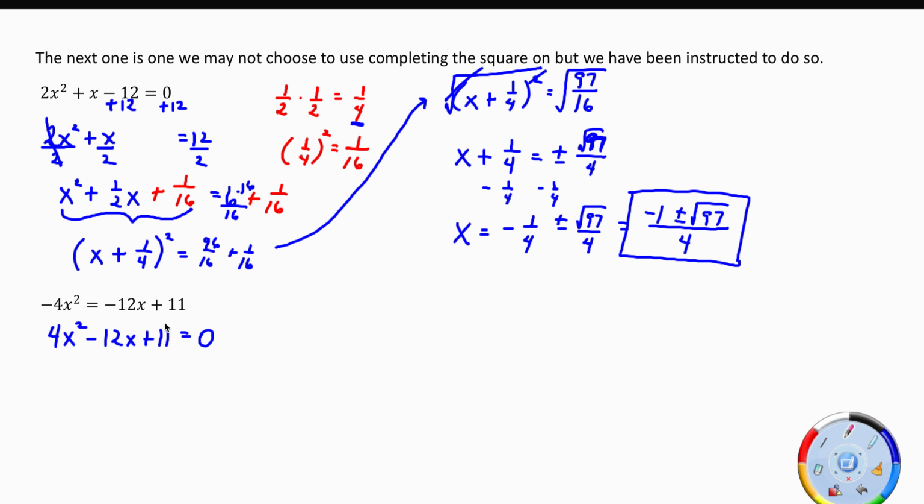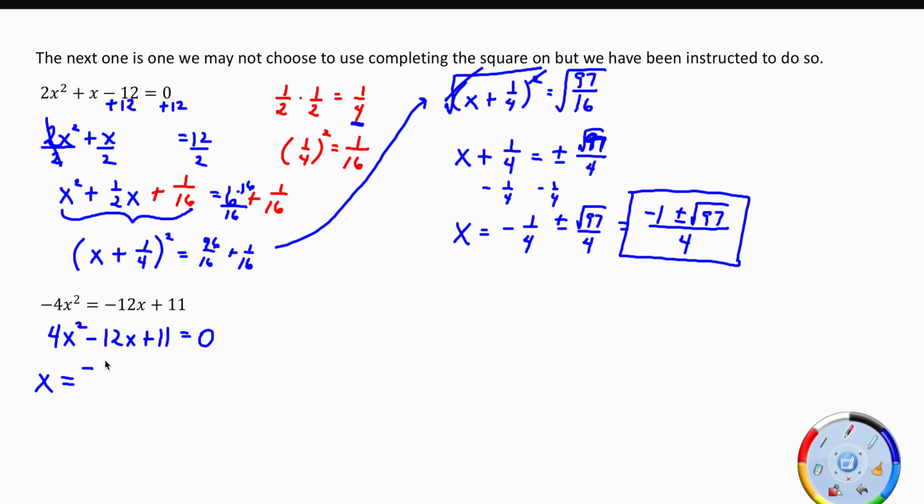So I've got 4 and 11, nope. 2 and 22, nope. 1 and 44, nope. It doesn't factor. I could complete the square. I can complete the square on any quadratic equation. But when I make this leading coefficient 1, I'm going to make a fraction of it, 11/4, over here that I may not want to work with. If I don't, then I still have the quadratic formula as an option.